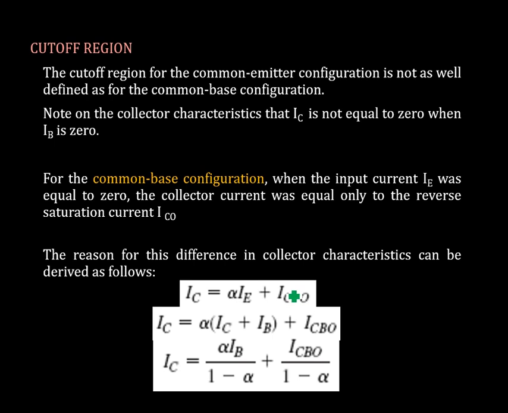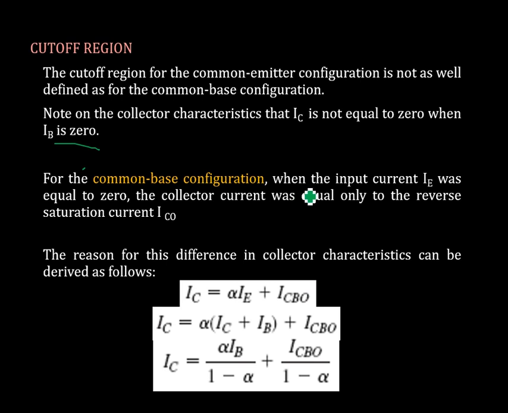Now in the cutoff region, we will see that ICEO relation here. The cutoff region is not as well defined as for common base configuration. Here the collector characteristic IC is not equal to 0 when IB is 0. We saw that the reverse saturation current is appreciable here.